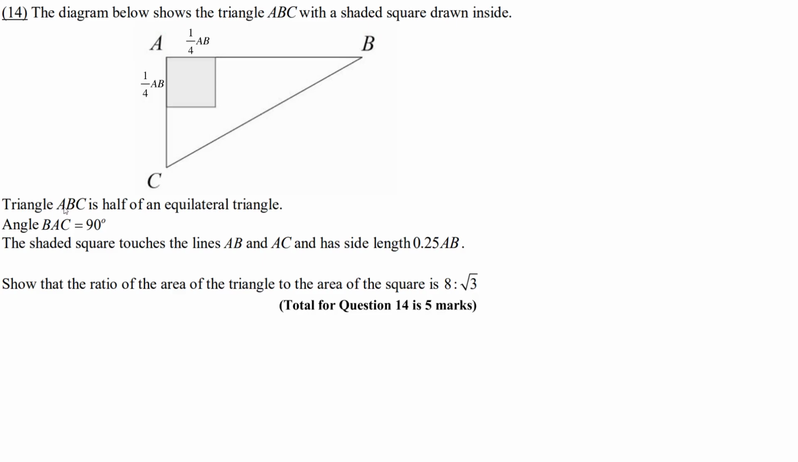I'll just explain what it's actually saying here. So ABC is half of an equilateral triangle. So the full triangle actually extends past this, and it'll meet up with the point B here. So we'll go up like this and then like that. And we want to show that the ratio of the area of the triangle, and it's this triangle here, not the equilateral triangle, to the area of the square is 8 to root 3.